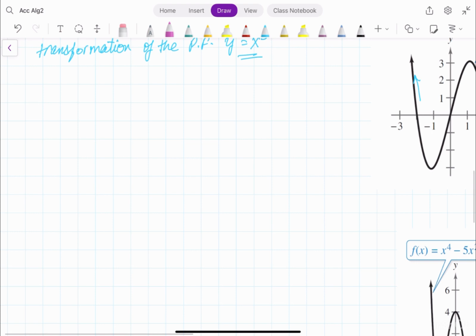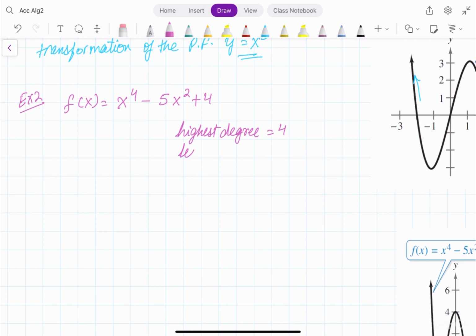Let's take one more example. This time we have f of x equals x to the power of 4 minus 5x squared plus 4. Let's analyze it. What is the highest degree? The highest degree is 4, so it is an even function. And the leading coefficient is positive 1.